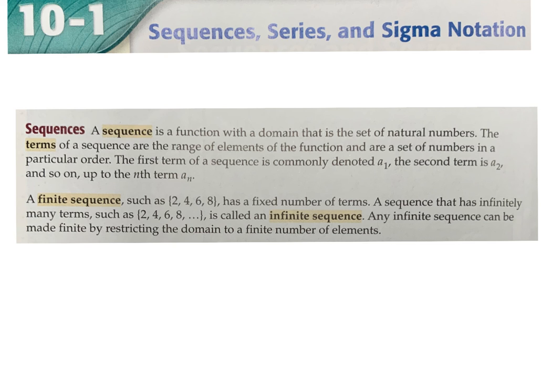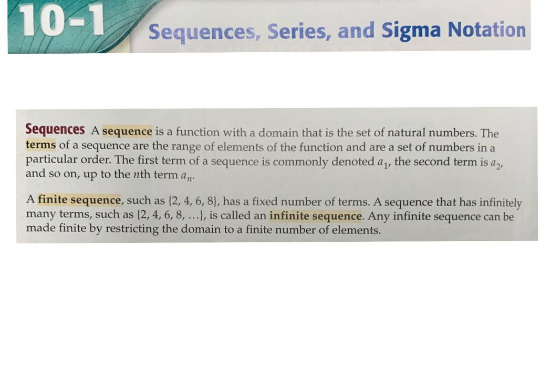Finite sequence means it has an end, a fixed number of terms. Infinite sequence means it goes on indefinitely. You'll notice the difference between these two sets that they gave us. 2, 4, 6, 8 closes. 2, 4, 6, 8 with an ellipsis. The little dot, dot, dot means it keeps going. So that's how you know that you have an infinite sequence there. An infinite sequence can be restricted to be finite if you just restrict the domain. But just so you know the difference.